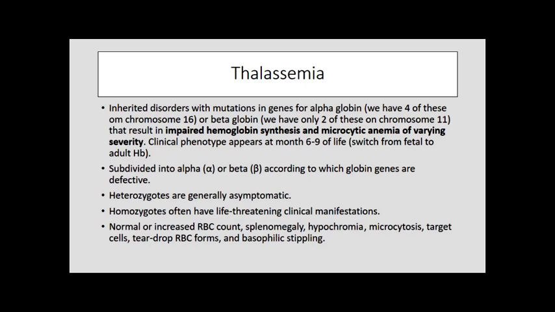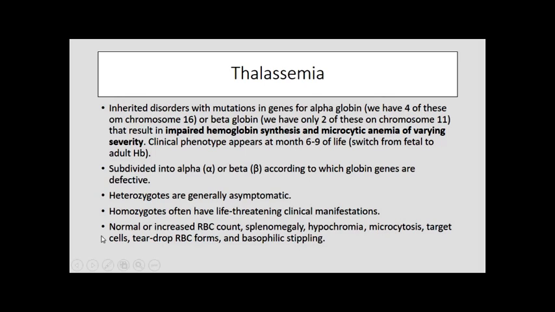The classification, well, there are 2 groups of thalassemias, alpha thalassemia and beta thalassemia, depending on which globin genes have the mutations or have the defects. People who are heterozygous generally are asymptomatic, unless they have any other problem. And the homozygous normally have life-threatening clinical manifestations. Okay, so these manifest as an autosomal recessive condition. If they are homozygous, of course, they are going to have more manifestations.